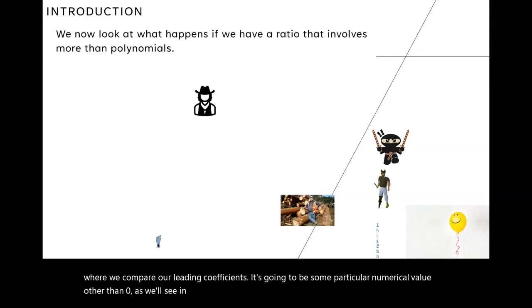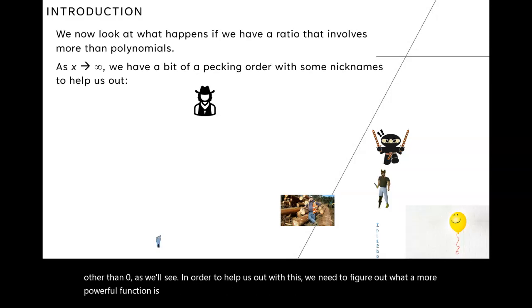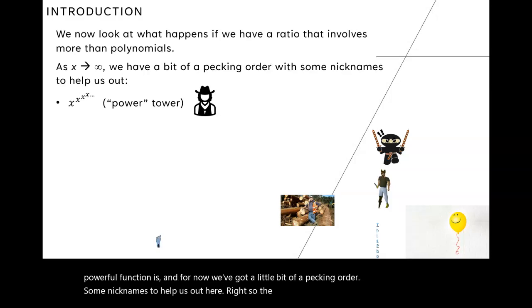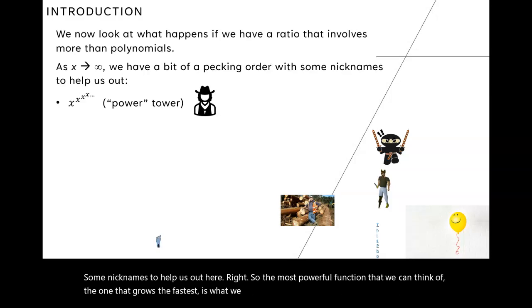In order to help us out with this, we need to figure out what a more powerful function is. And for now, we've got a little bit of a pecking order with some nicknames to help us out here. So the most powerful function that we can think of, the one that grows the fastest, is what we might call the power tower. Something like x to the x to the x to the x.